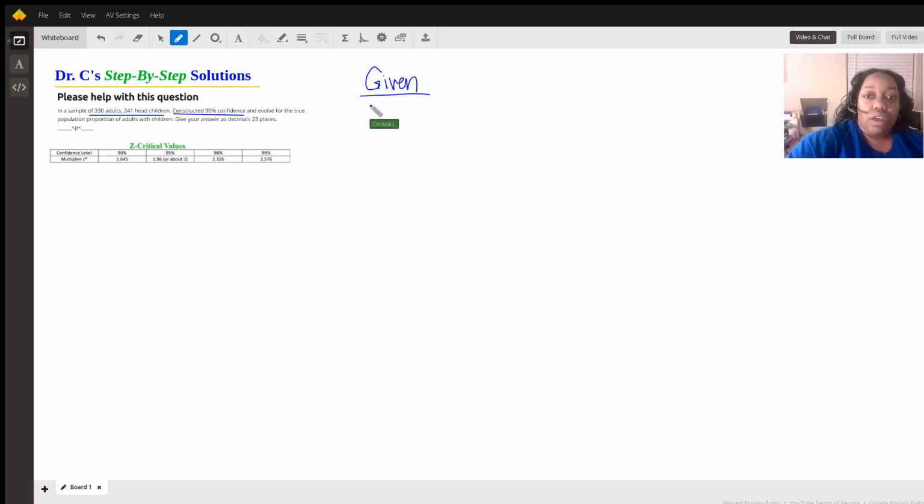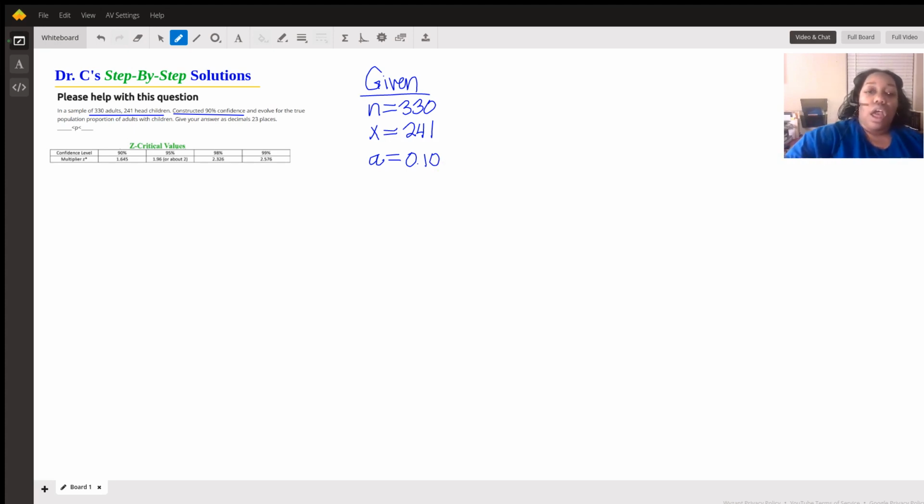So given we have n equals 330, x equals 241, and then I'm just going to put alpha. Essentially, if we are 90% confident, that means that we are 10% not confident. So alpha is going to be 0.10.